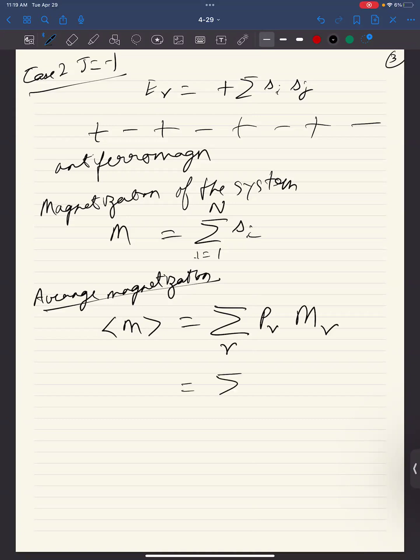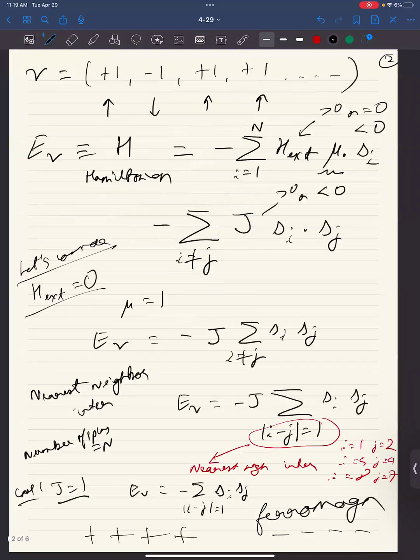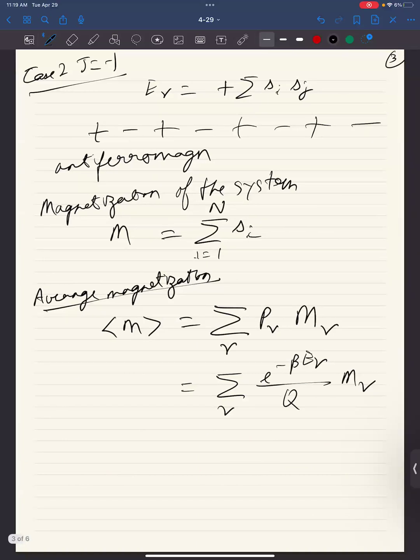So if we work in canonical ensemble, this will be e to the power minus beta E nu divided by the partition function, times M nu. And E nu is what we wrote above, and this is a double summation. If you look at it, it's sort of complicated, right? This is the sum over i, j equal to 1 of s_i dot s_j, divided by Q, whole thing multiplied by M nu, right? So this is a complicated summation.